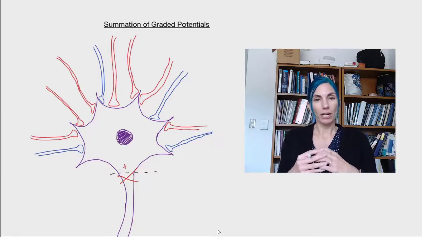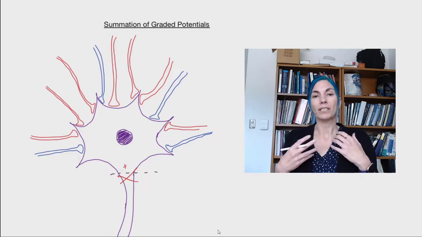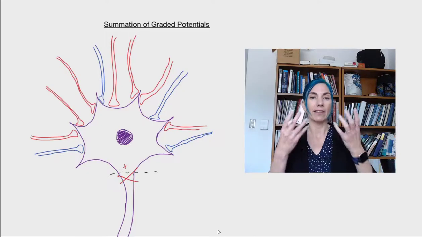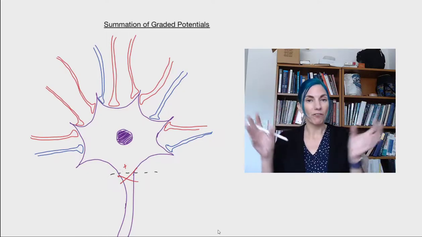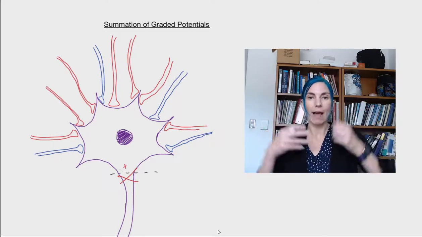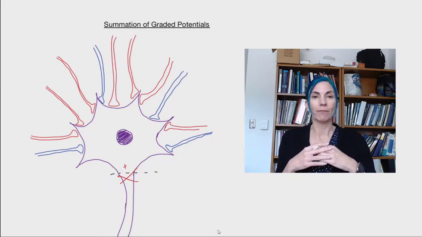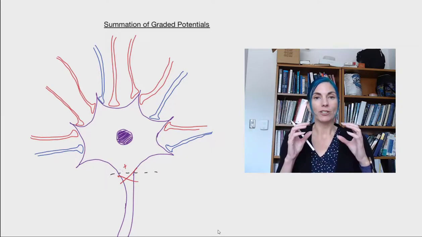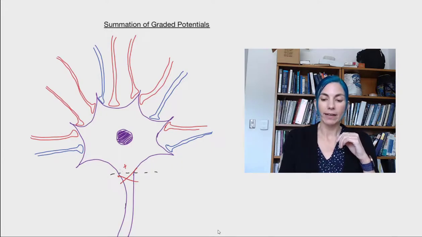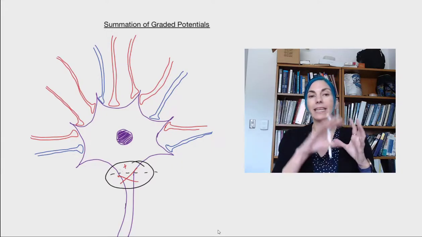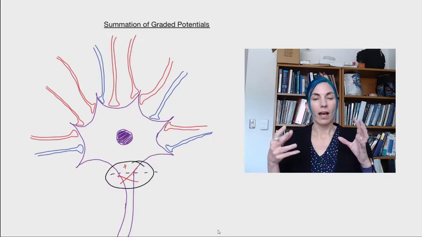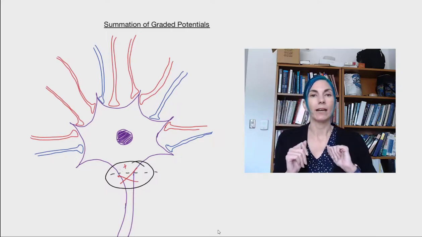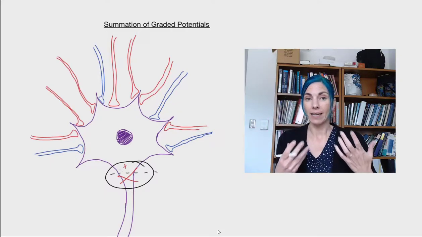Now the first thing that we're going to look at is what is called spatial summation. And spatial summation is the idea that I have here. We have multiple different presynaptic cells all synapsed on the same postsynaptic cell. And the overall graded potential that we get at the axon hillock is going to be the addition, or summation, of the graded potentials that come from all of the different presynaptic neurons that are firing at that time.